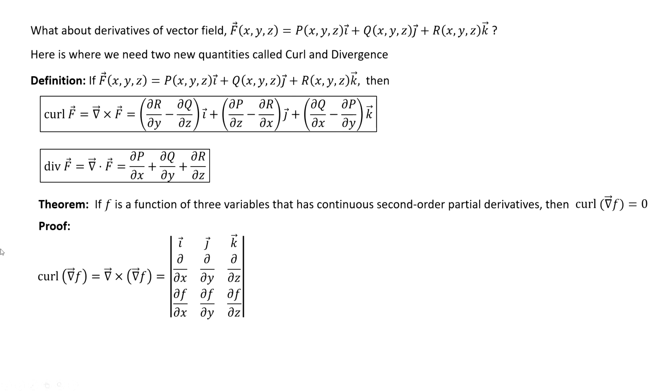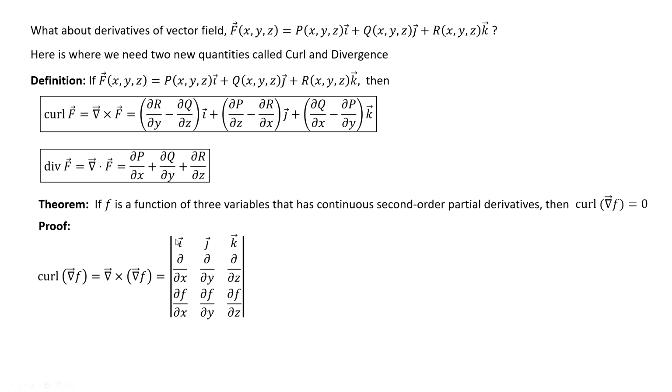So, for example, curl of del f, curl of something, isn't that the same as del cross that whatever that stuff is? So del cross del f. Del is nothing but partial with respect to x i plus partial with respect to y j plus partial with respect to z k, right? So that's what I wrote. And then del f is nothing but partial f with respect to x, partial f with respect to y, and so on. So if we were to evaluate that, the claim is it'll turn out to be 0.